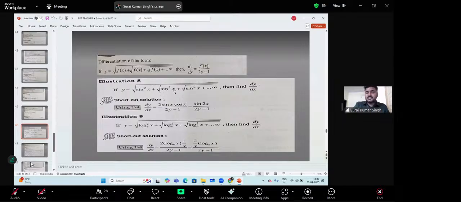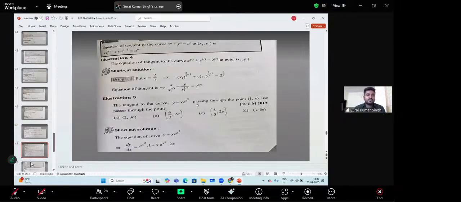And directly, suppose in place of sine square x is given tan inverse x whole square plus root over tan inverse x whole square plus root over tan inverse x whole square. What should be the answer? The answer will become 2 tan inverse x into 1 by 1 plus x square, whole by 2y minus 1. So very easy tricks we can use.